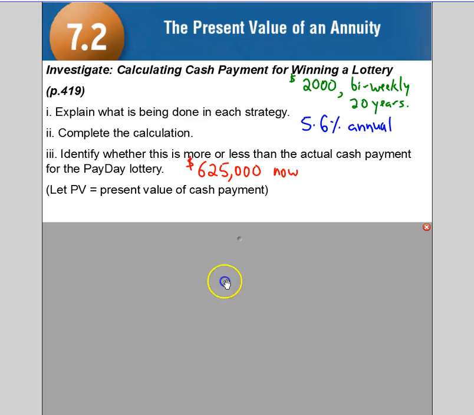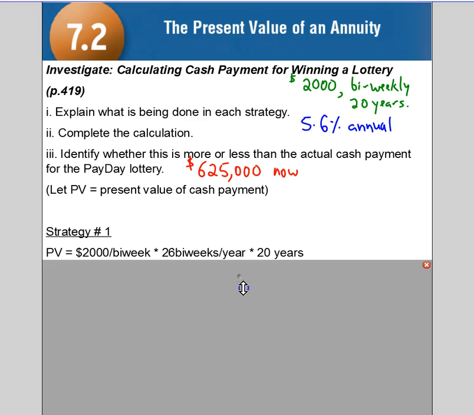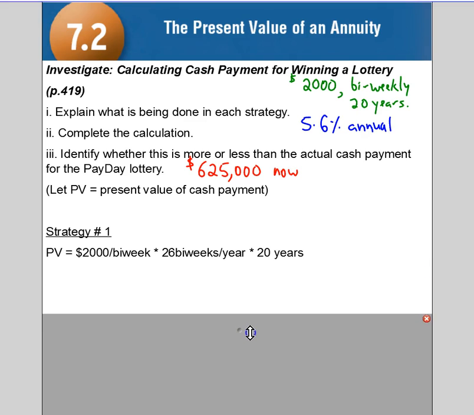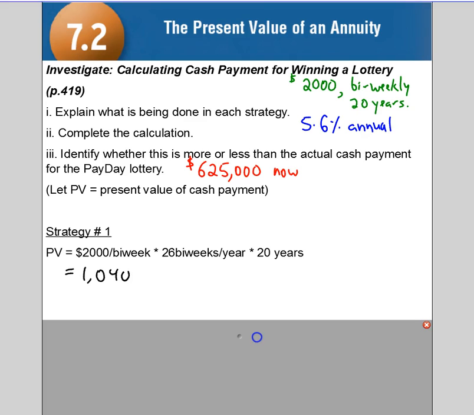As we explore the first strategy here, we're going to see that the calculation is set up for us. We have $2,000 per bi-week, every 2 weeks. There are 26 biweekly periods in a year and over 20 years. So what would that calculation yield? Well, it would yield an amount, which in this case is $1,040,000. What would that amount represent? It would represent your total payout to you.